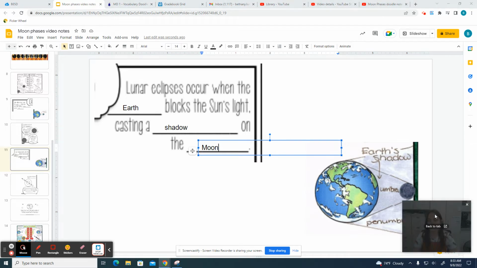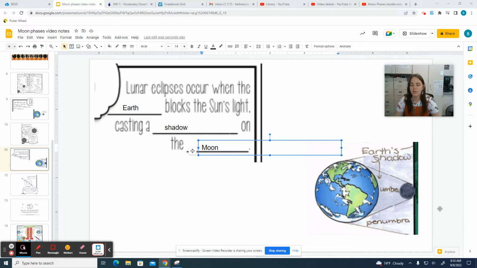This is what it should look like. Move my camera so you can see the whole picture. If you need to pause, color this in, draw and label with all of these words right here. Okay? This is where if the sun was over here casting like this, the Earth would cast a shadow on the moon.